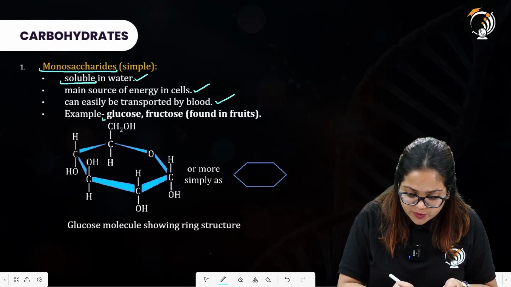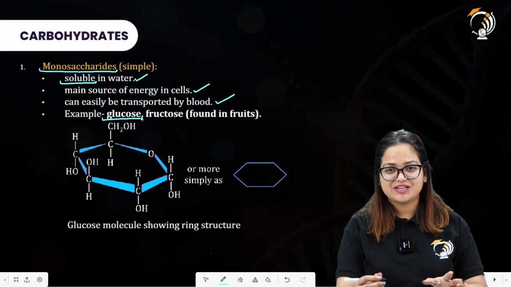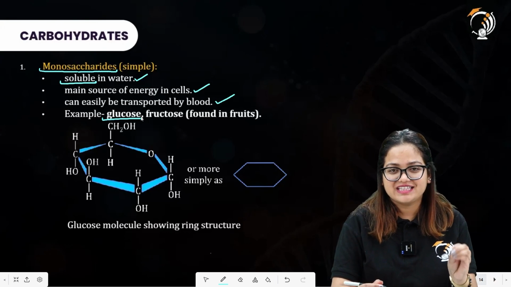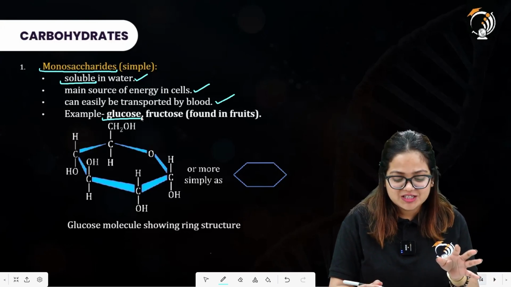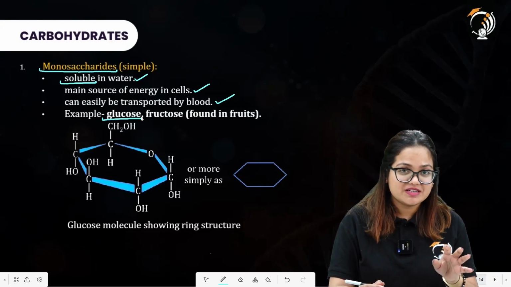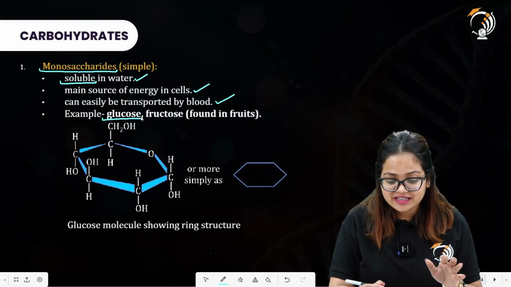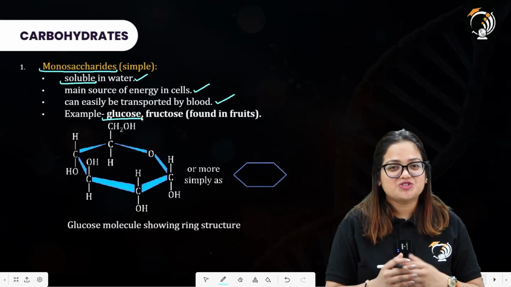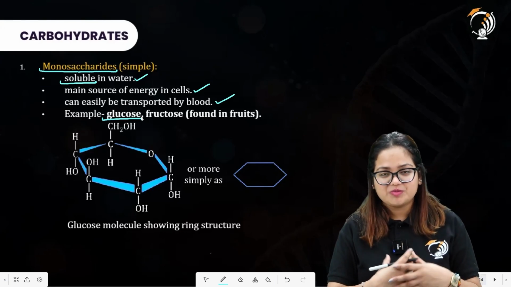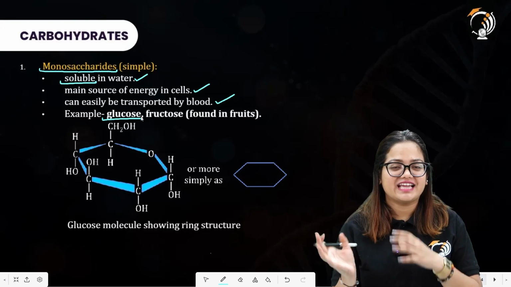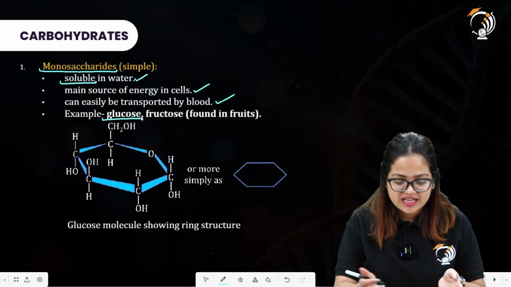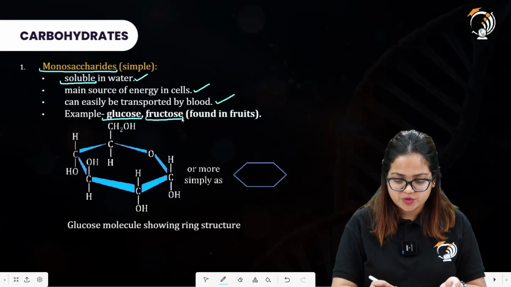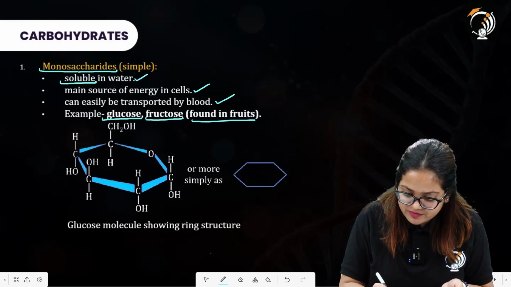Examples are glucose. We have already understood that glucose is the main component in our blood that provides us the energy. It is acting as a source of energy in our cells as well. It can be readily transported by the blood and is readily soluble in water as well. So you can remember the monosaccharides by remembering the example, glucose. Then we have fructose, which is a fruit sugar, found in fruits.